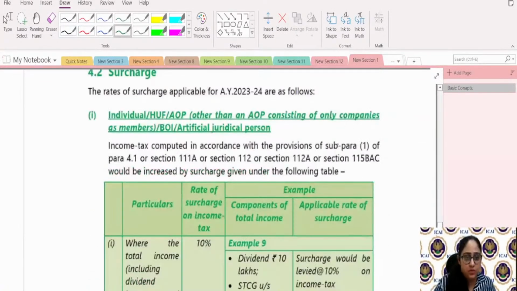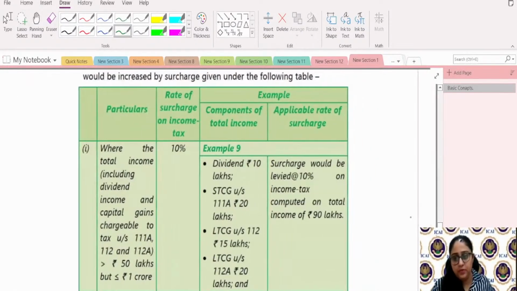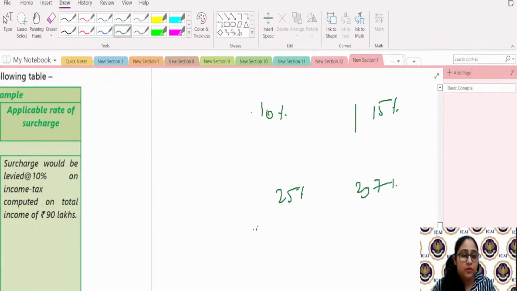So what happened was, I'll write it here. So earlier there were only two surcharges, 10% and 15%. But the moment government introduced the higher surcharge rates of 25% and 37%, 25% on an income above 2 crore but up to 5 crore, or 37% on an income more than 5 crore, there was a huge market letdown.